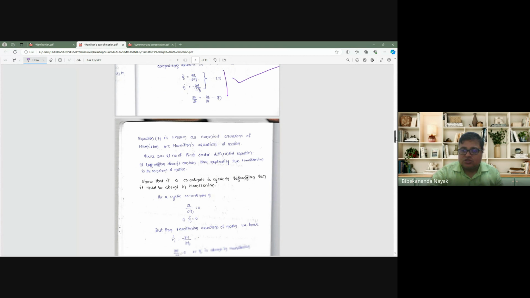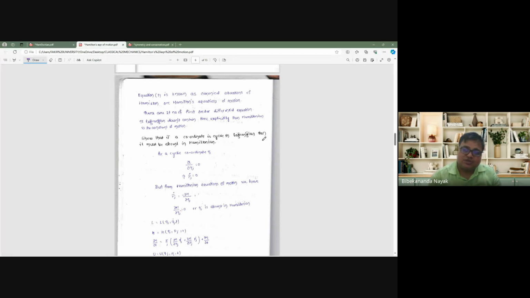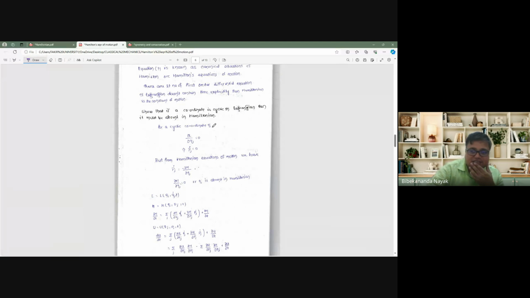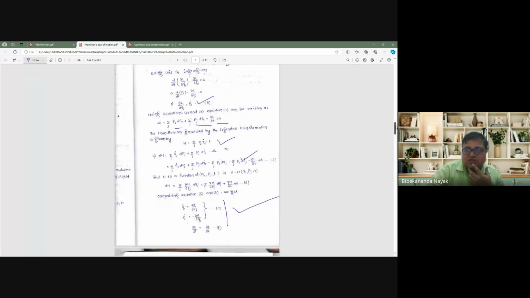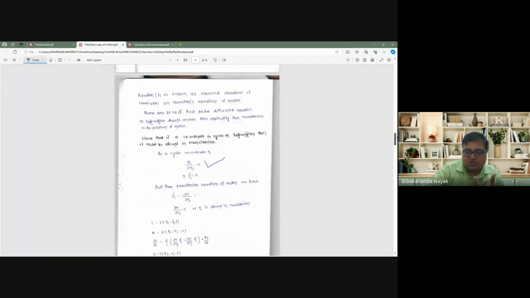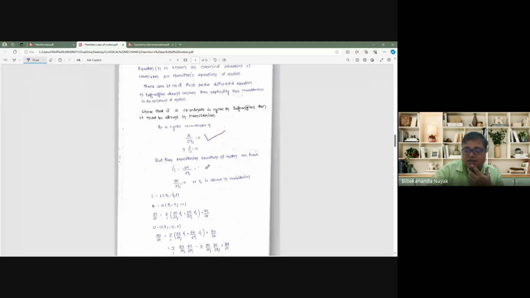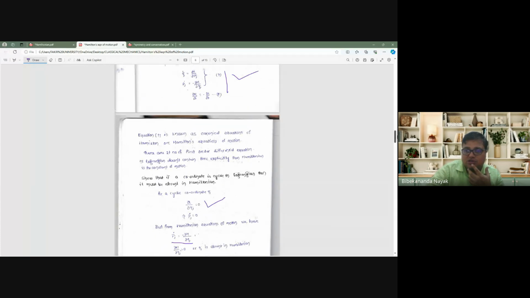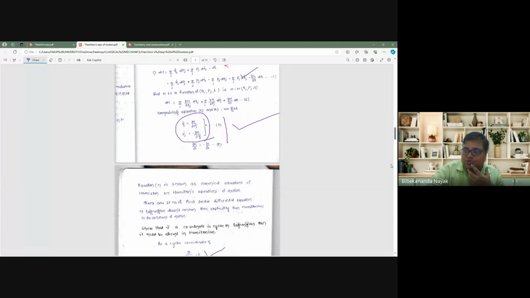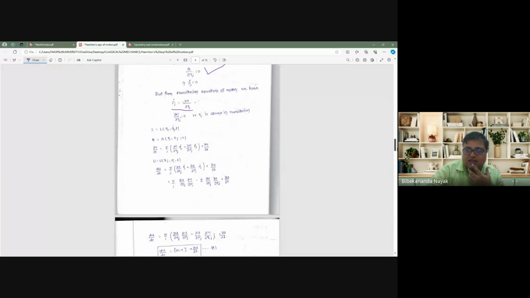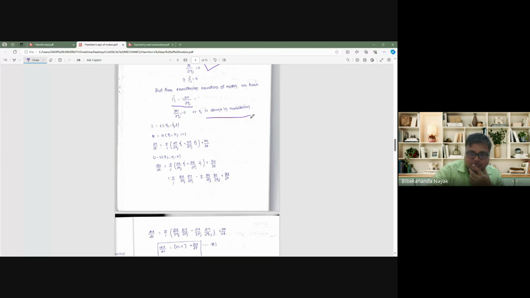Next question is: if a coordinate is cyclic in the Lagrangian, then it must be absent in the Hamiltonian. If a cyclic coordinate does not appear in the Lagrangian, it also doesn't appear in the Hamiltonian. Consider q_j is a cyclic coordinate. That means q_j does not appear in the Lagrangian, so del L by del q_j is equal to 0. But we know from Lagrange's equation that del L by del q_j is equal to p_j dot. So p_j dot will be 0, or p_j is equal to a constant, obviously. But from the Hamiltonian equation of motion, we know that p_j dot is equal to minus del H by del q_j. You have to remember these two equations. So p_j dot being 0 means del H by del q_j is equal to 0, which means q_j is cyclic and absent from the Hamiltonian.